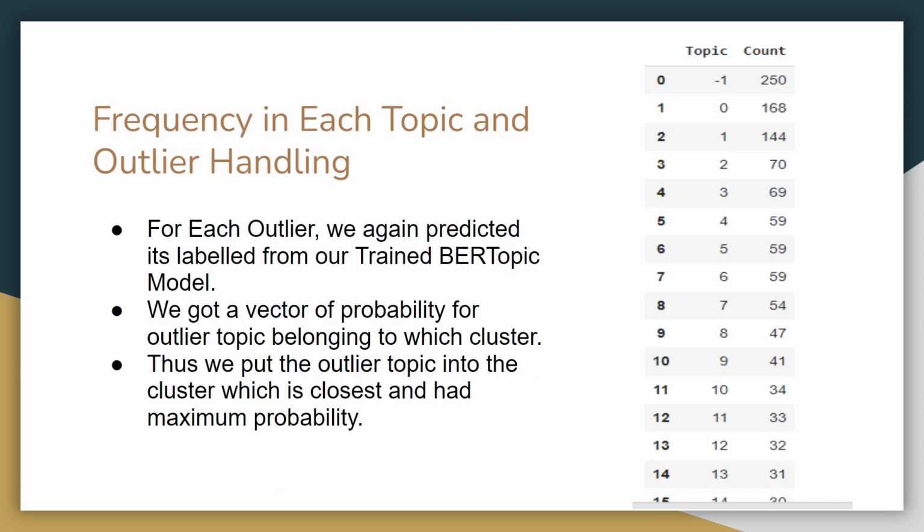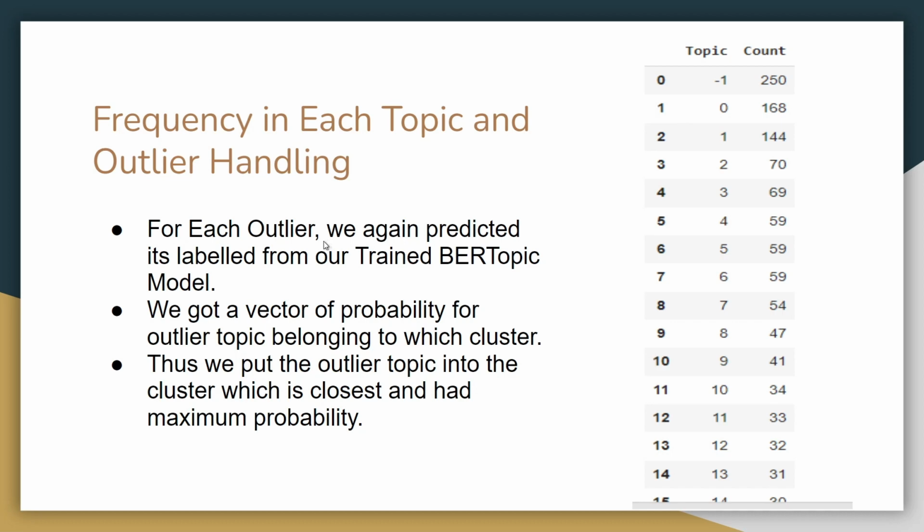And one more problem with this model was that there were too many outliers in our research areas. So here we can see the topic -1, with a count of 250, meaning there were 250 outliers which were not properly classified using this BERTopic model, because they are slightly unrelated to the other topics. So this was the problem.